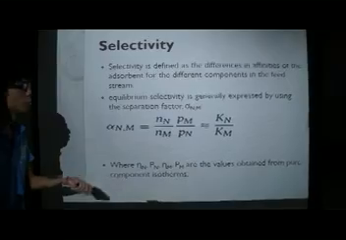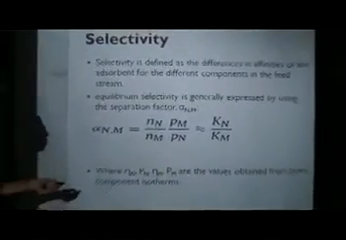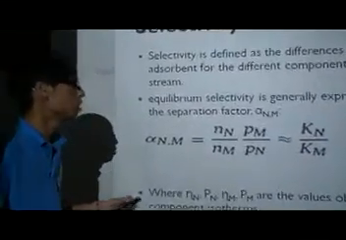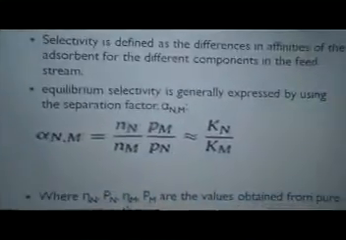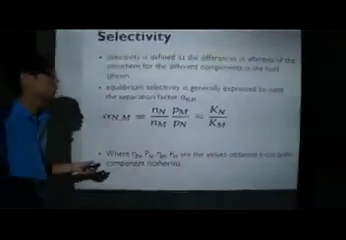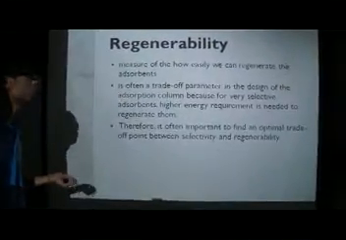One will be the selectivity. Selectivity is defined as the differences in affinities of the adsorbent for the different components in the feed stream. Equilibrium selectivity is generally expressed by the separation factor, which is a ratio of the Henry constant of one adsorbate to the other.